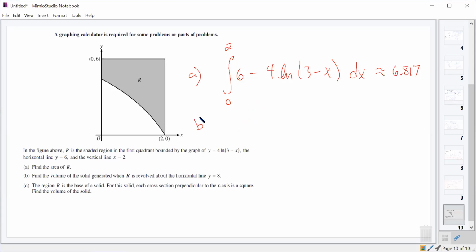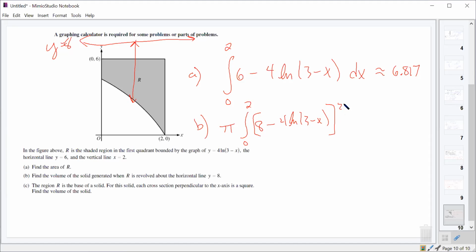So for part B, the volume, if you take this region and revolve it around the line y equals 8. So that ought to be pi times an integral from 0 to 2 of the outer radius squared. Well, the outer radius, if we're going around y equals 8, is the distance from 8 to the function. So that's 8 minus 4 ln 3 minus x, squared. And then minus your inner radius, which is 8 minus 6, or 2, squared dx. And what did that come out to be?